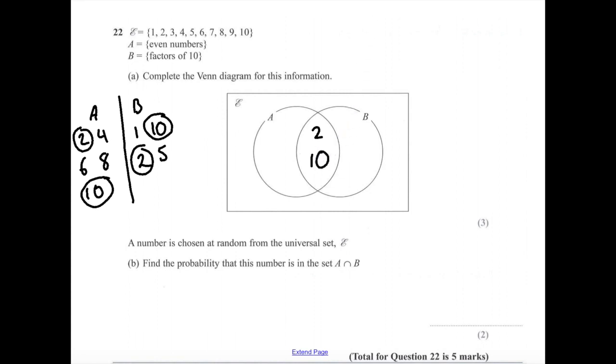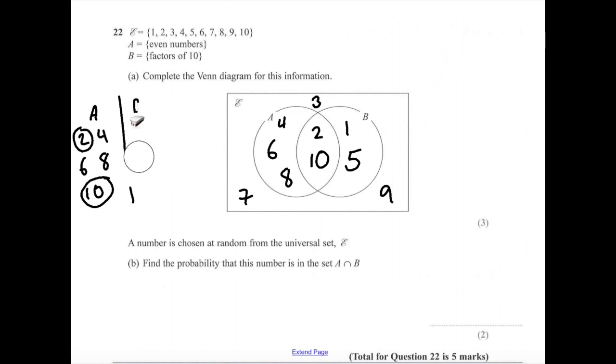Now the next step is just to fill in the numbers for set A and B. So we have 4 on this side, 6 and 8, and in set B we have 1 and 5. And outside the circles are numbers that are not really involved. So it's 3, 7, and 9. So I've just completed my Venn diagram. So let me just rub this off.